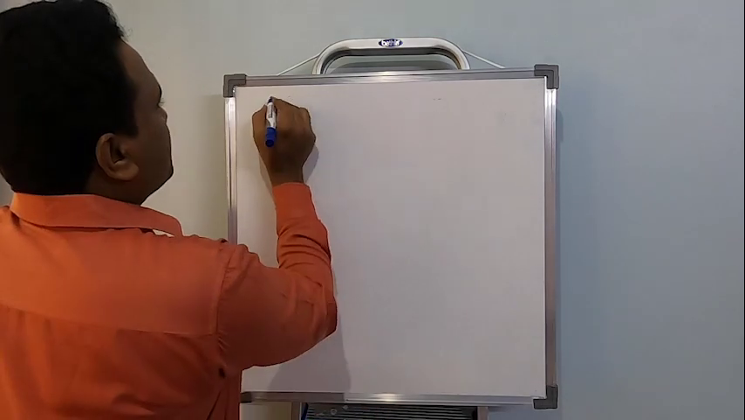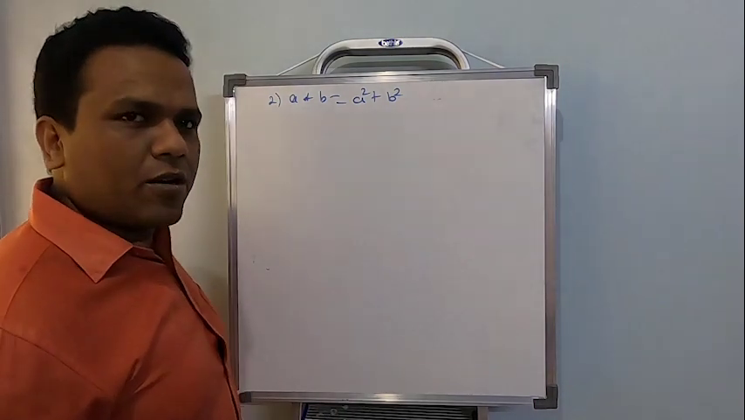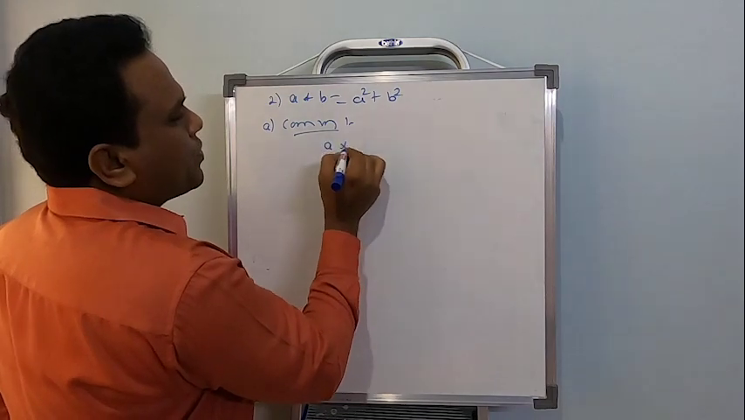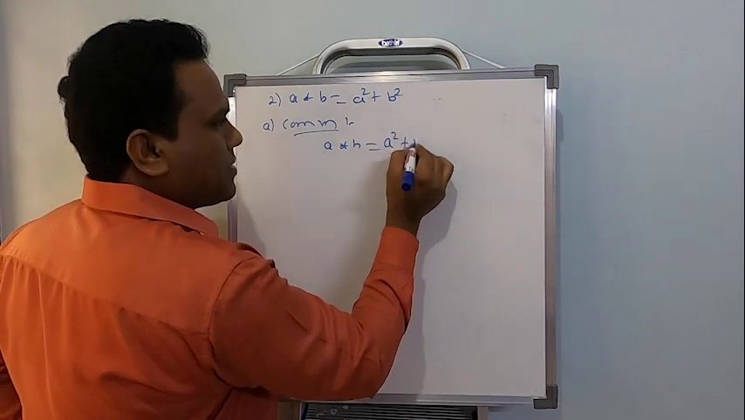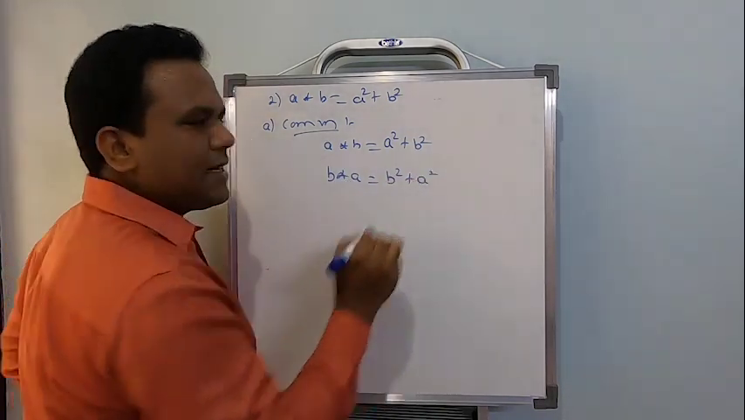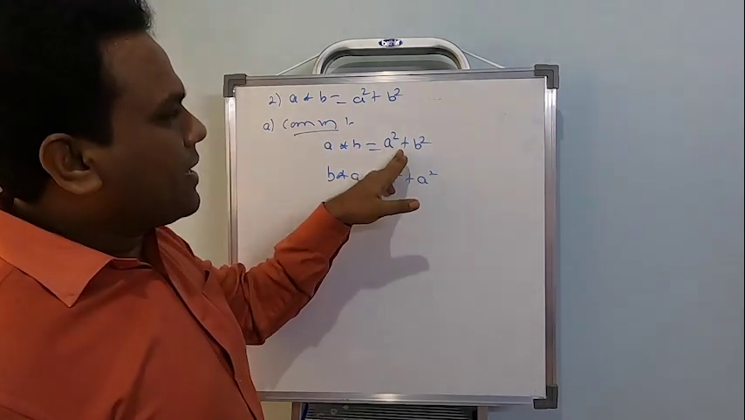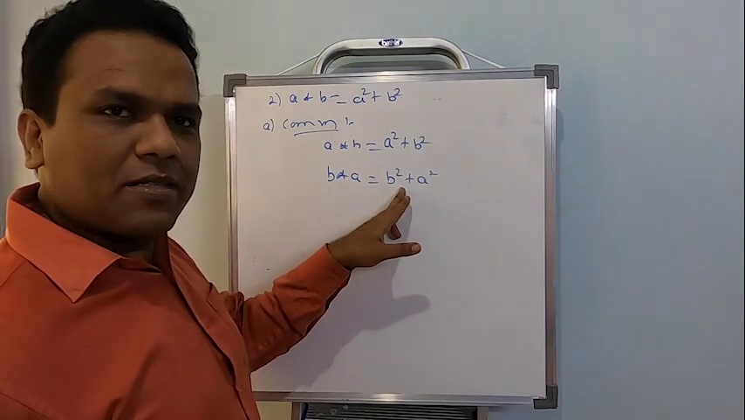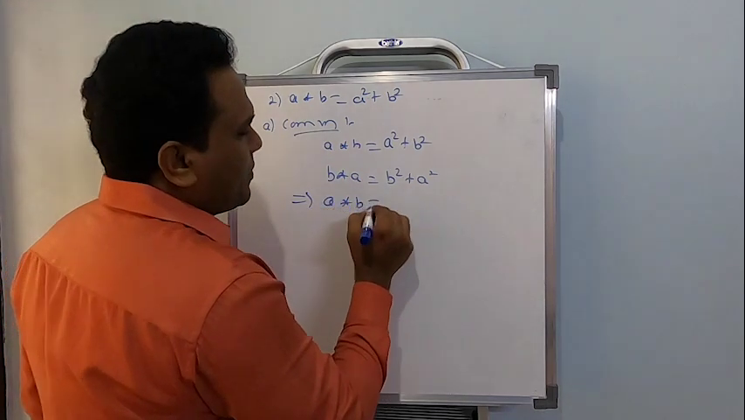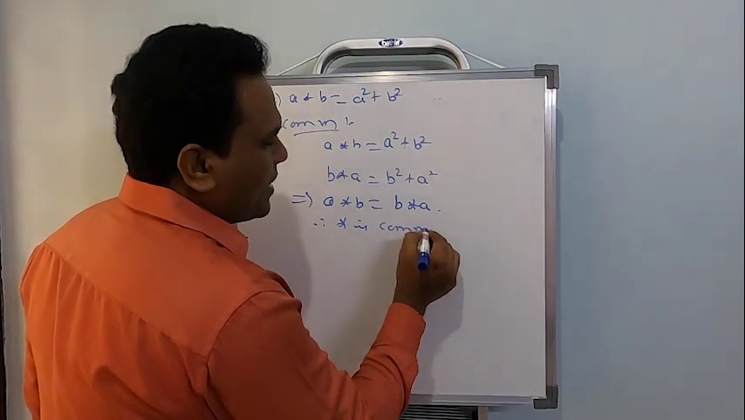Under the second problem, A star B equal to A square plus B square. So check for commutative and associative. So let us check for commutative. A star B is given as A square plus B square. What should B star A be? B star A should be B square plus A square, right? Now what you need to check is whether A star B equal to B star A. Certainly A square plus B square equals B square plus A square. It doesn't matter when we have addition, right? So this clearly says that A star B is equal to B star A. Therefore star is commutative.